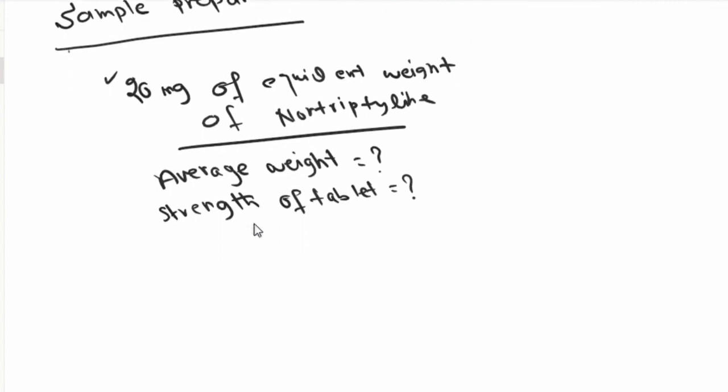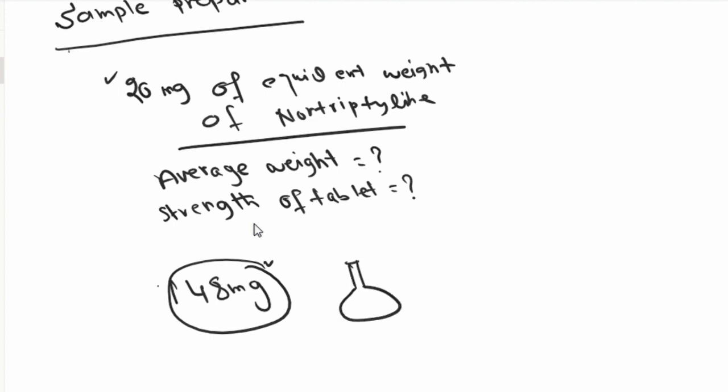After calculating the equivalent weight, it should be approximately 148 mg. So you have to take 148 mg, weigh it, and place it in the same 100 ml volumetric flask. Fill up to 70 ml with diluent.